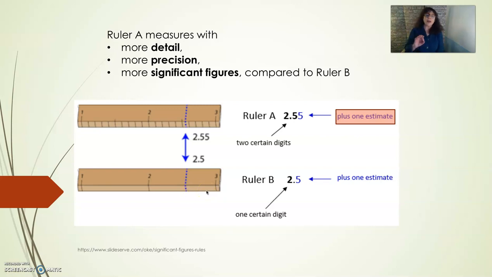So that ruler A measures with more detail, with more precision, and oh, by the way, with more significant figures. Because we can be sure that we went past the 2, we went past the 0.5, we can estimate at a third significant figure. Here, we can only estimate with 2 significant figures. That's a very broad overview of significant figures and how it figures into precision based on your equipment.